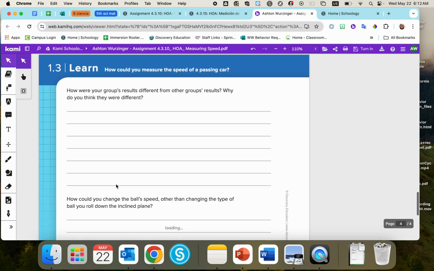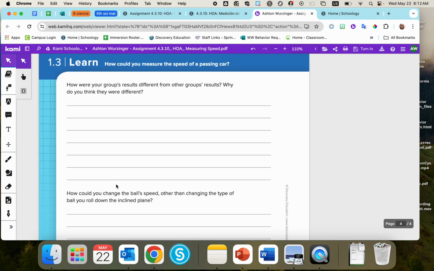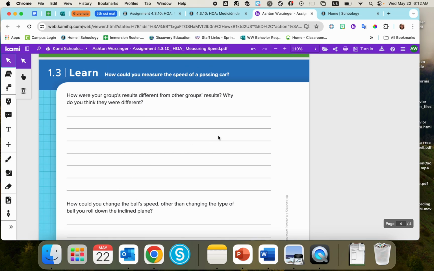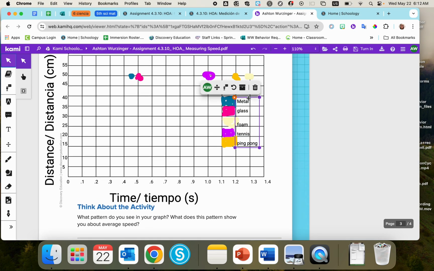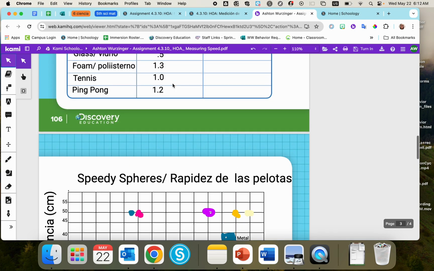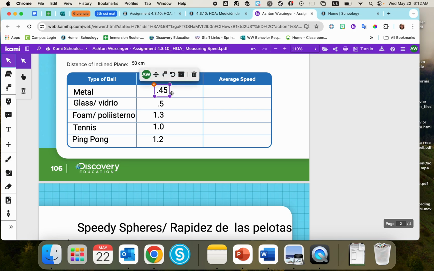On the next page, this is the same setup in Spanish. I want you to raise your hand now, and I want everybody who did the metal ball to share what was the time for your metal. Mine was 0.45. What was yours? Now I want you to think about what was the glass of other people. What time did you get for the glass balls?